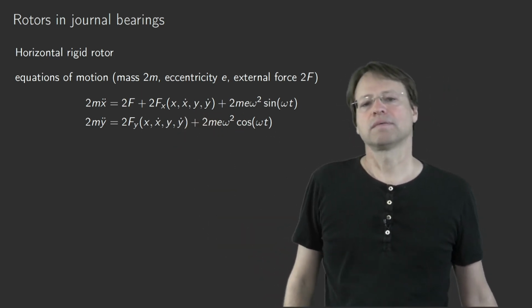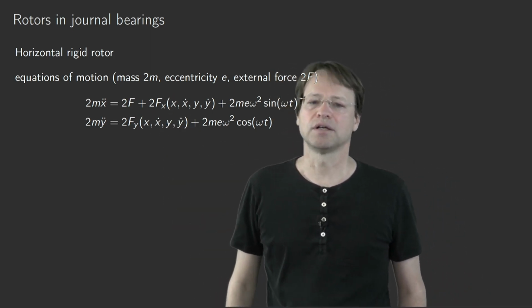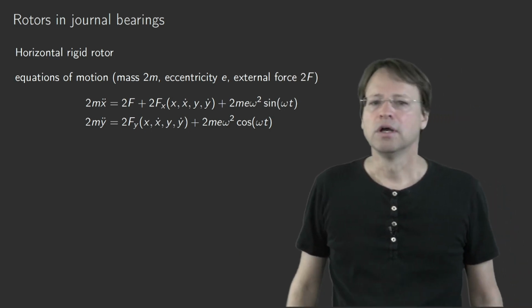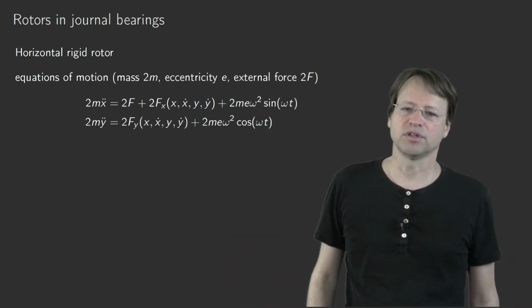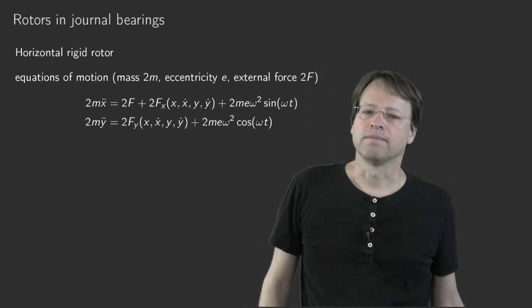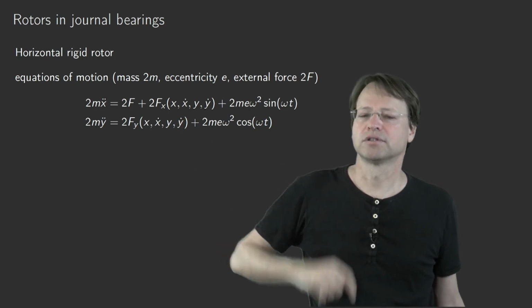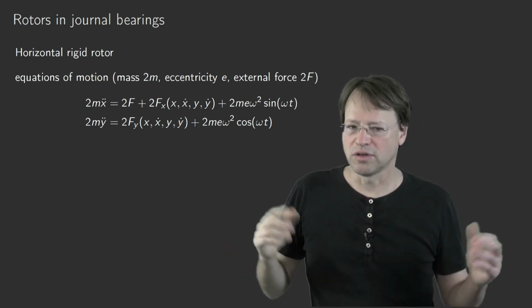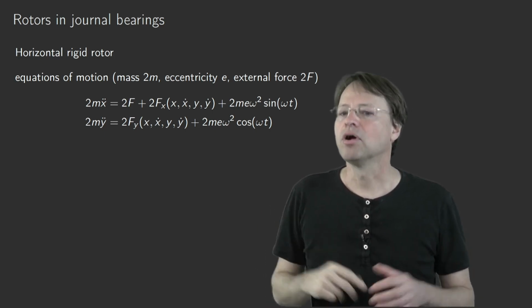Now you might wonder why we introduce 2m for the mass of the rotor. Are there two rotors? And why do we call the external force 2F instead of F, having simply F here? Well, if you look at this equation, then we have two bearings. For the other things, we just have one. We have one rotor, and so one dead load, and so on.